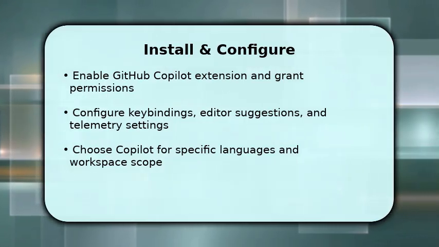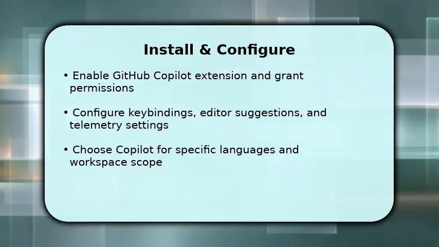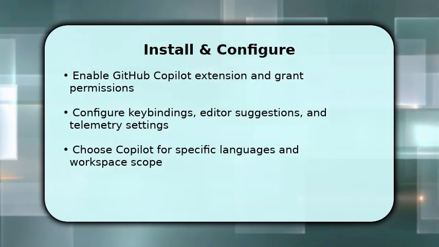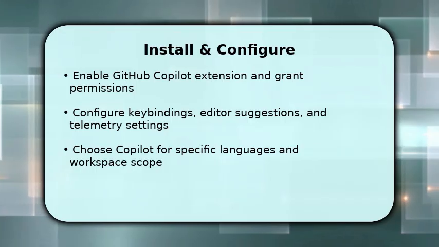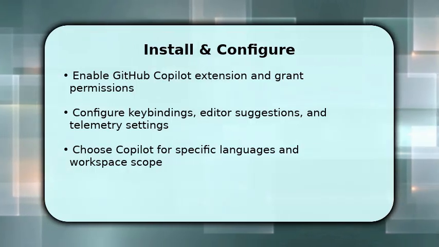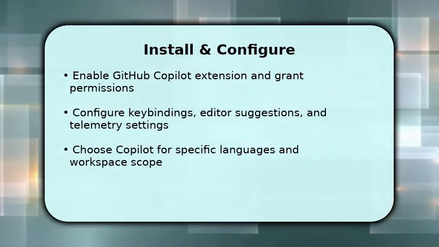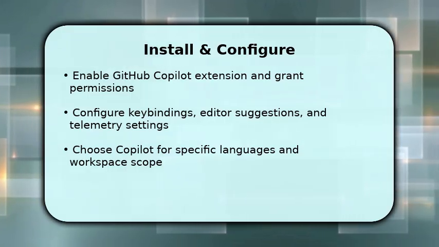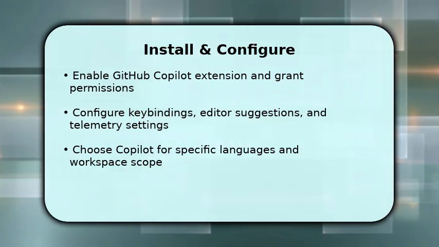Next, open Tools Options and find GitHub Copilot settings to adjust suggestion frequency and editor key bindings. I recommend Ctrl+Enter for Accept. Configure telemetry and privacy to match your policy. Make sure to restrict Copilot to language scopes you use: C#, JavaScript, Python, so suggestions are relevant.